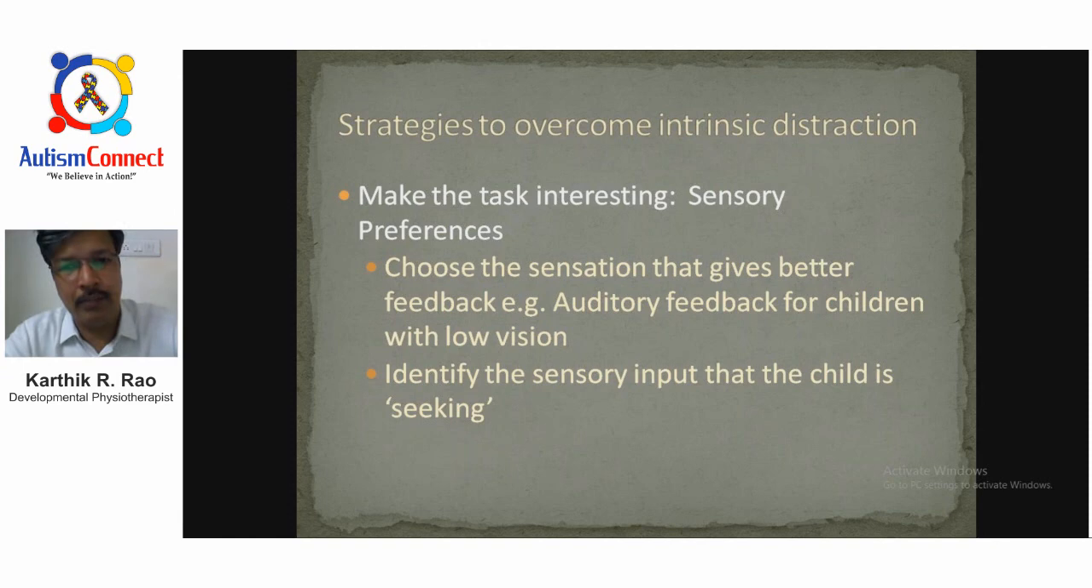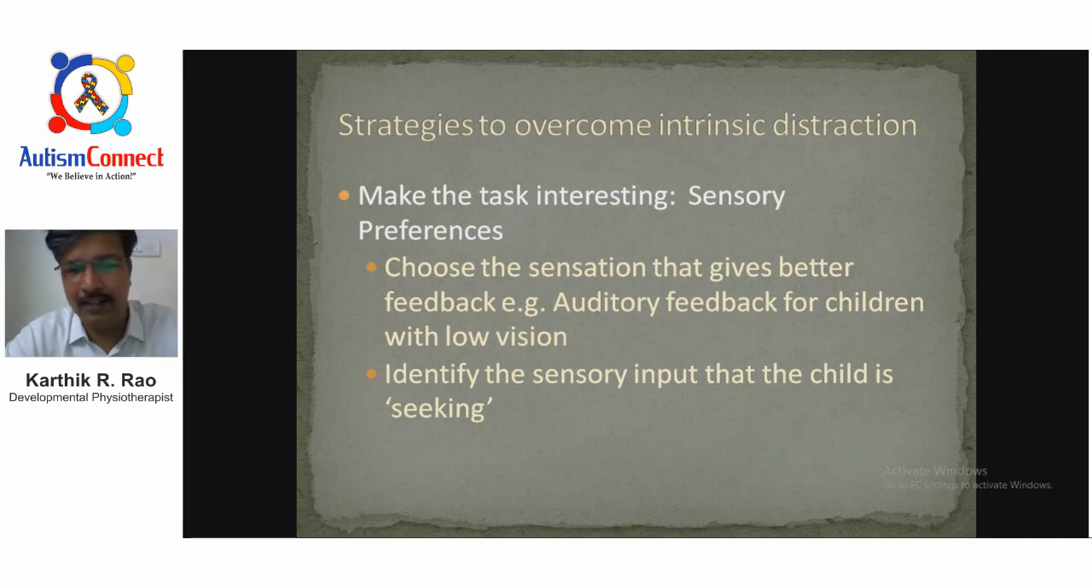The other strategy to make the task interesting would be to focus on sensory preferences. So choose a sensation that gives better feedback. Example, auditory feedback for children with low vision. I think it is self-explanatory. The other thing is to identify the sensory input that the child is seeking. We know children with special needs have a lot of sensory seeking and sensory avoiding behaviors. If the child is avoiding touch experiences, most likely the child would be seeking proprioceptive inputs, right? So instead of trying to give him input which the child is avoiding, always give input based on the sensory system which the child is seeking.